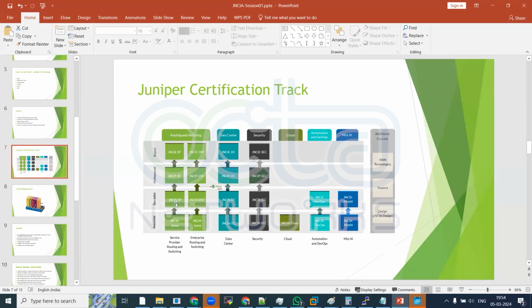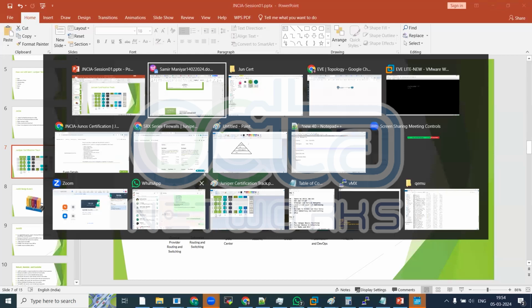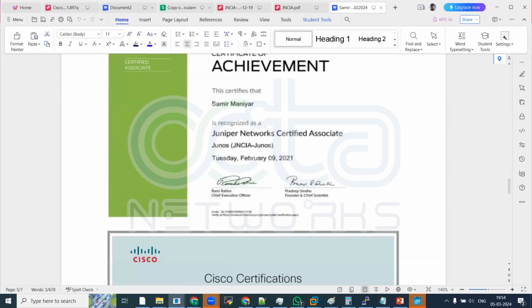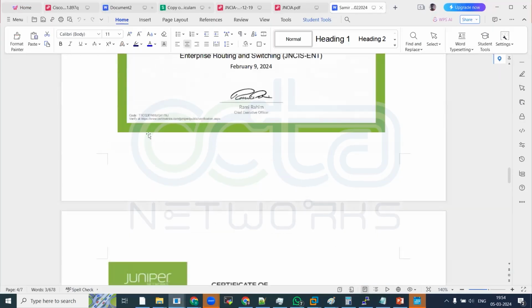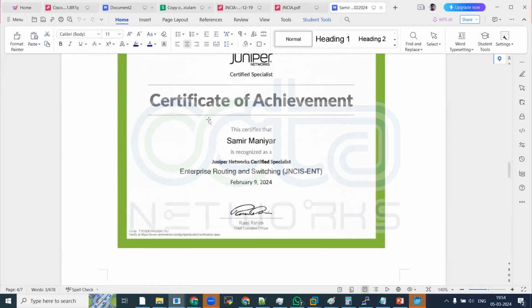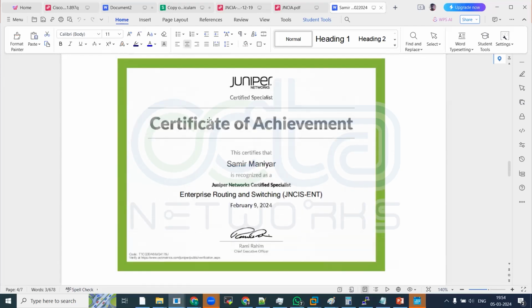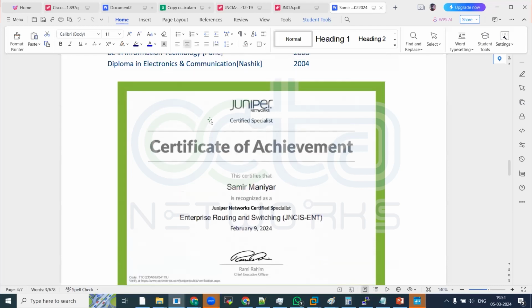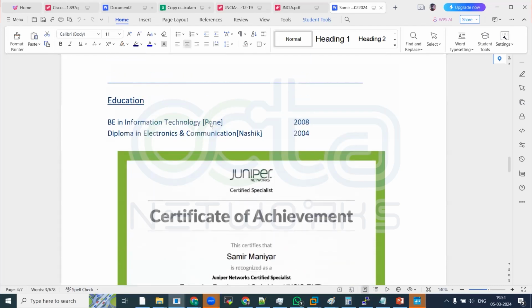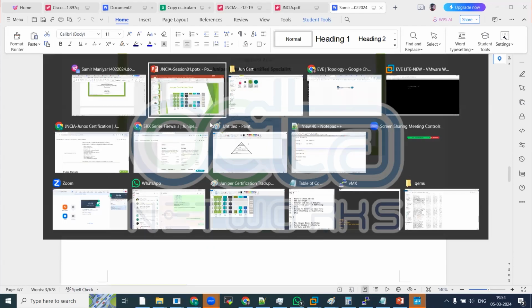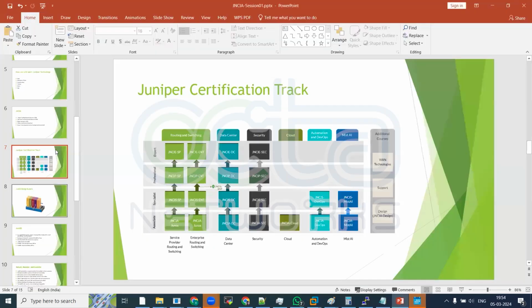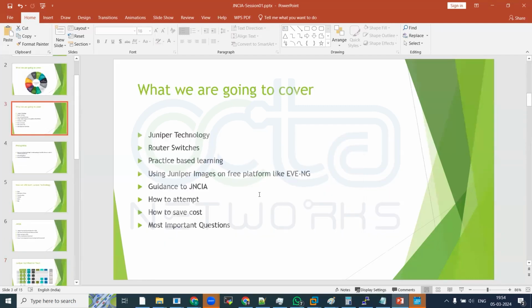Otherwise, you have one certification ID, and that code will become void, and you will not have an entry in the database for your certifications. So just like Cisco, you have to keep refreshing it. Otherwise, you will not be able to go for the next level of certification.